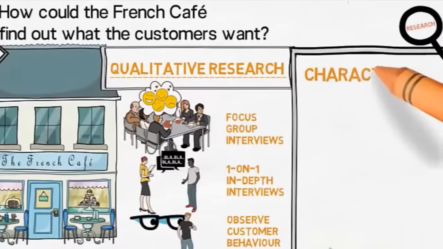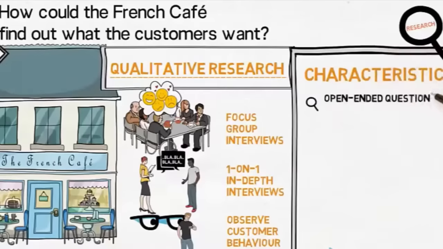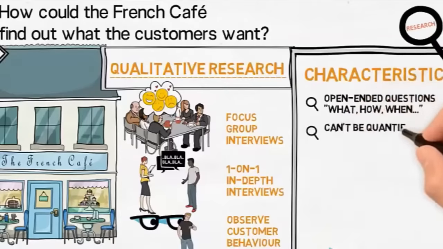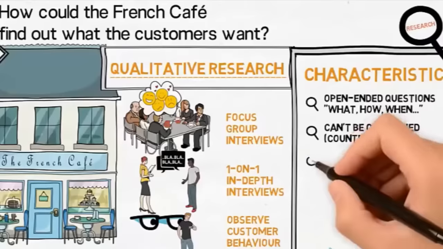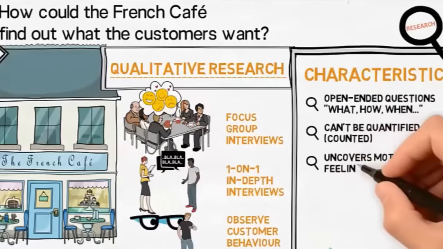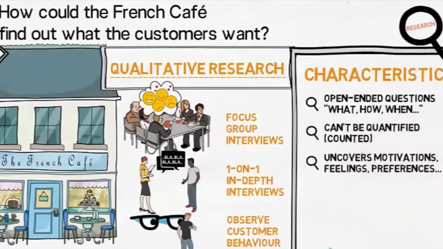Now let us list the characteristics of qualitative data. Qualitative data is based on asking open-ended questions, such as what, how, when, and so on, so that the respondents can express themselves using their own words. Qualitative data cannot be quantified or counted. No two answers or observations are exactly the same, which is why they can't be counted. Qualitative research can be used to uncover people's motivations, feelings, attitudes, preferences, and behaviors, exactly as they choose to express them.